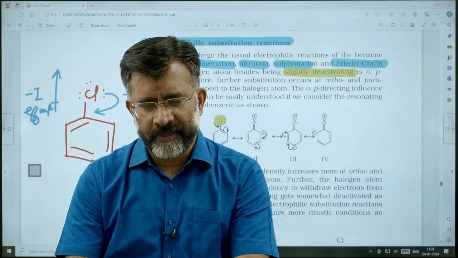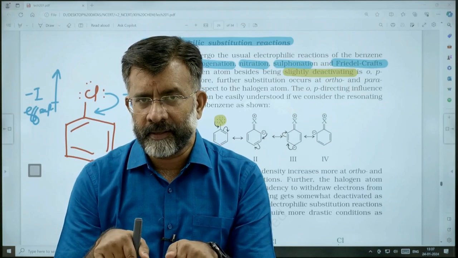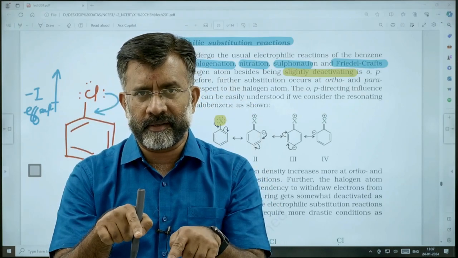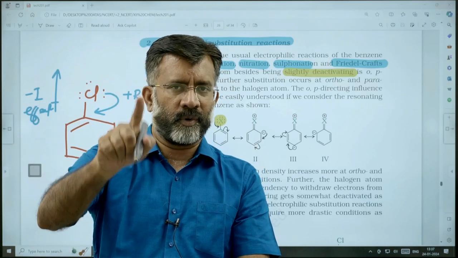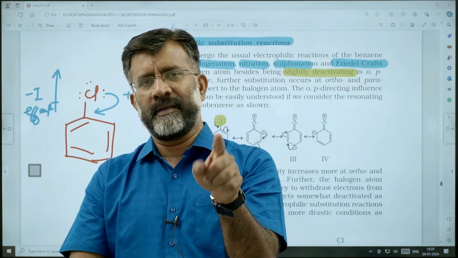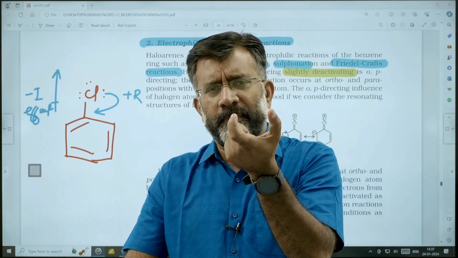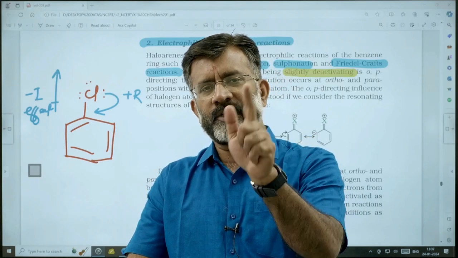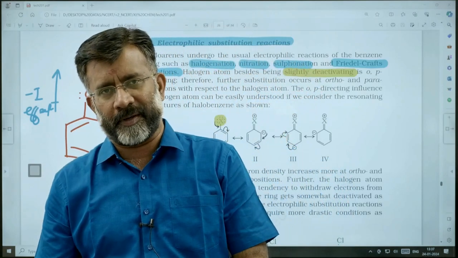Usually deactivating characters are meta-directing, but here, even though it is slightly deactivating, it is not meta-directing, it is ortho-para-directing, because the orientation is governed by the plus R effect. Due to the presence of a lone pair of electrons in chlorine, it is plus R effect. So please be very careful about this particular point.